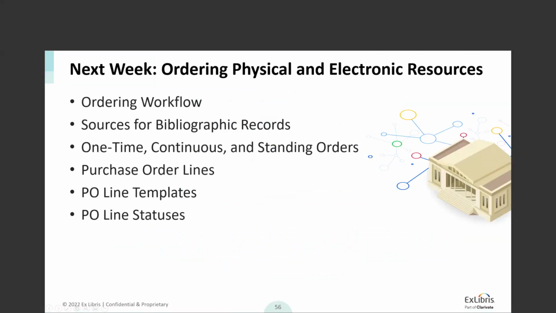Next week, we're going to be ordering. We're going to get into Alma. We're going to be talking about the ordering workflow. I'm going to be showing you it instead of just seeing it on a slide. We're going to talk about where you get bibliographic records. We're going to do orders for one-time orders, continuous and standing orders. We're going to take a deep dive into purchase order lines, PO line templates, and PO line statuses.